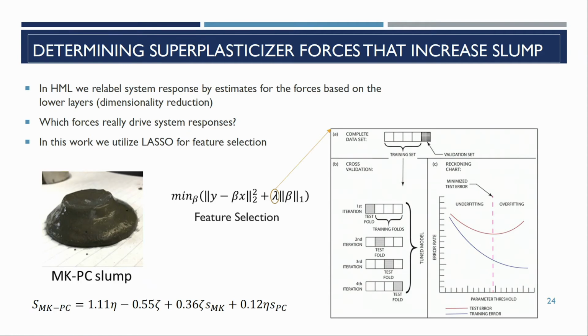So we can do a simpler form of regression and feature selection called lasso, which stands for least absolute shrinkage and selection operator. But it's basically a way of finding the coefficients beta that minimize the square of this difference. That is linear regression.